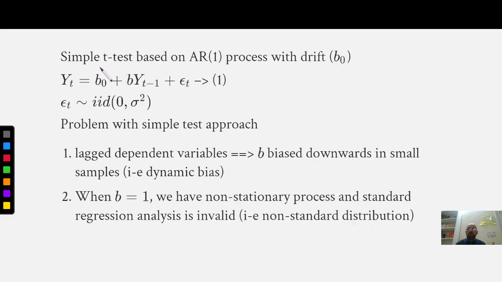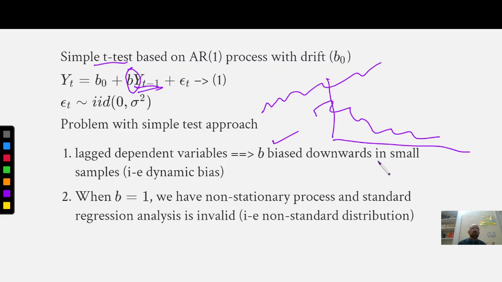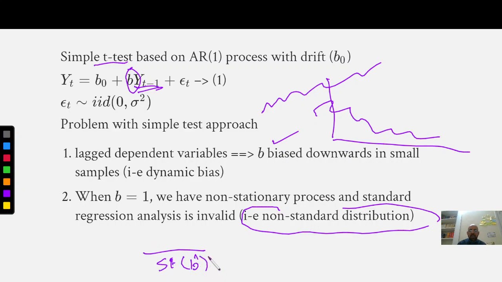So a simple t-based test has some issues. First, the dependent variable is there. If residuals are correlated with their past values, your coefficient will be biased downward. We can discuss these things at some other stage. This is the first issue. The second issue is that the series is non-stationary, and when a series is non-stationary, our standard statistical theory does not apply. So in this case, we have a non-standard distribution. It means we cannot use the standard error of B hat as a single value, or it's not an appropriate measure to get the critical values.